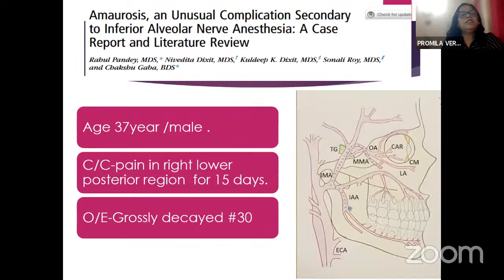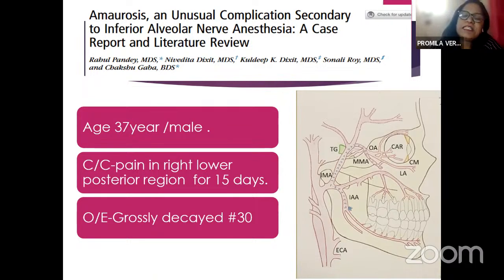This is a 37-year-old male patient who reported. The patient was undergoing treatment of the right lower posterior region for 15 days, for a grossly decayed lower right first molar. Local anesthesia was administered, and the inferior alveolar nerve block was given.